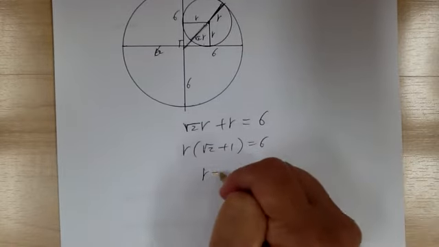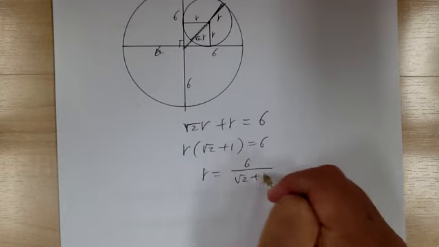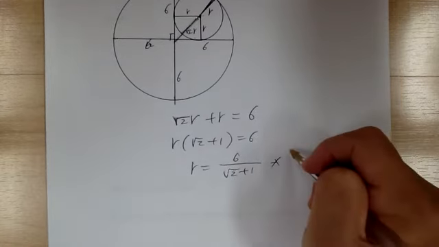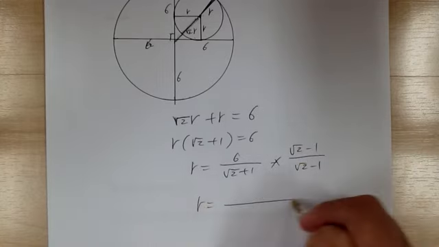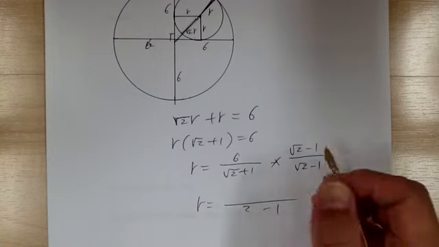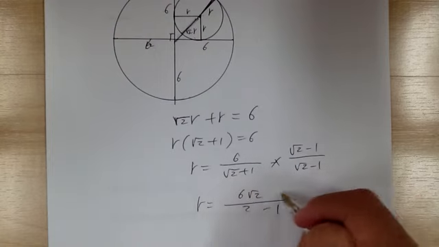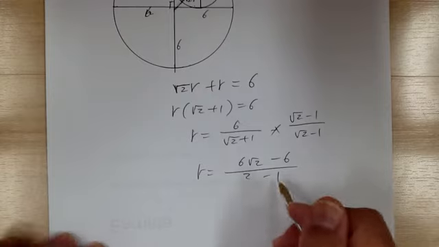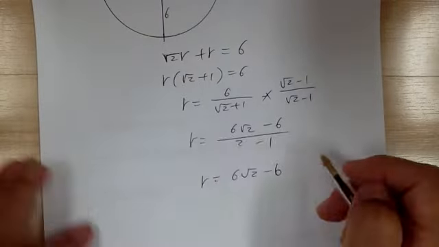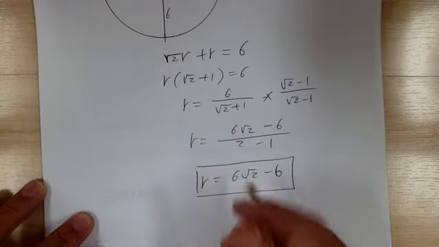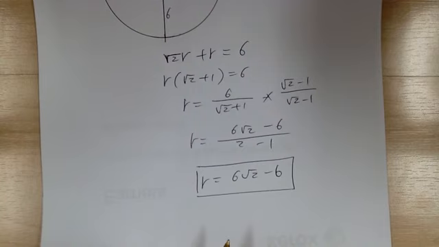Okay, and you divide, so r equals 6 over square root of 2 plus 1, and multiply by the conjugate to simplify. So over here you get 2 minus 1, and multiply the top, and the bottom equals 1, so r will just equal 6 square root of 2 minus 6. Okay, let's go to the next one.